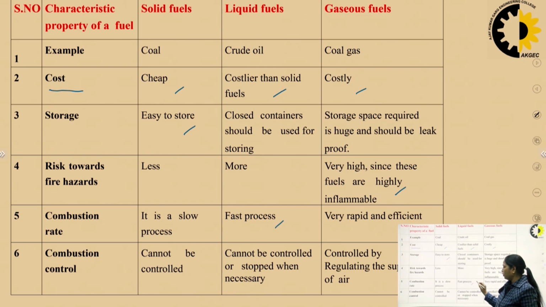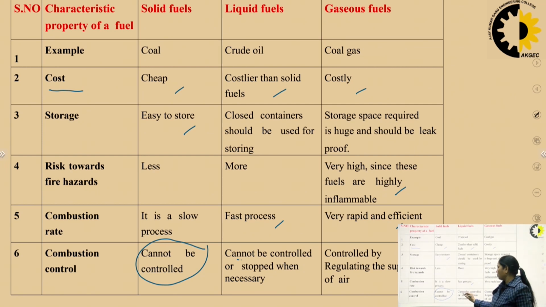In case of liquid fuel, it is a fast process. In case of gaseous fuel, this process is very rapid and efficient. Now coming to combustion control. This is a drawback of solid fuel: when solid fuel gets combusted, it cannot be controlled easily, because we do not have any piston or regulation that can stop it after burning starts.